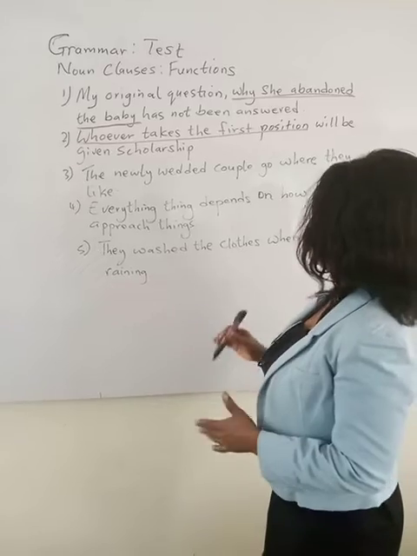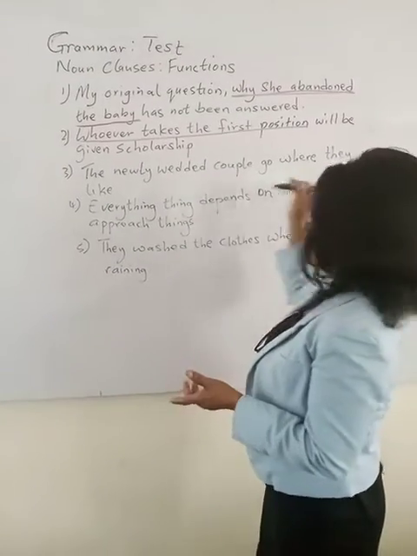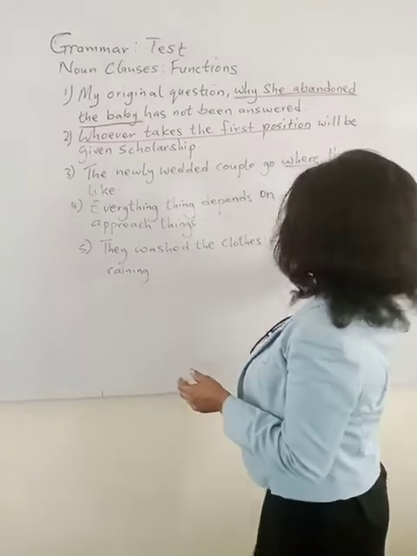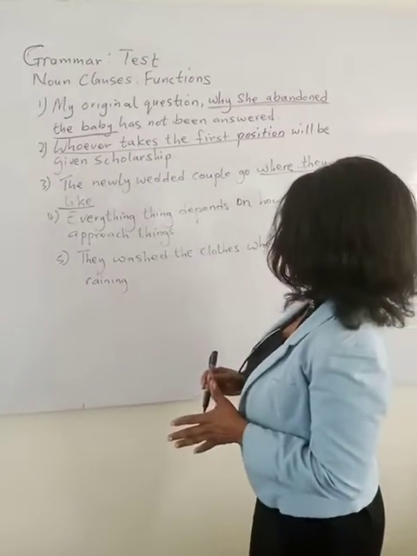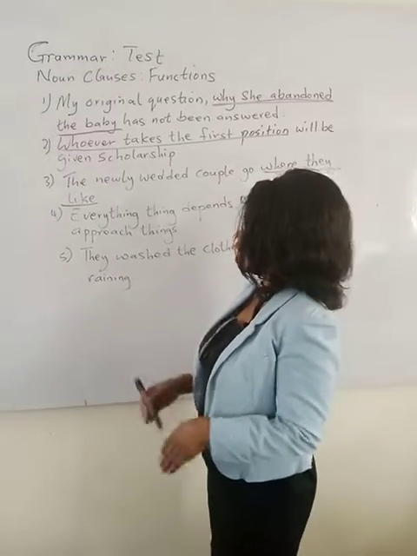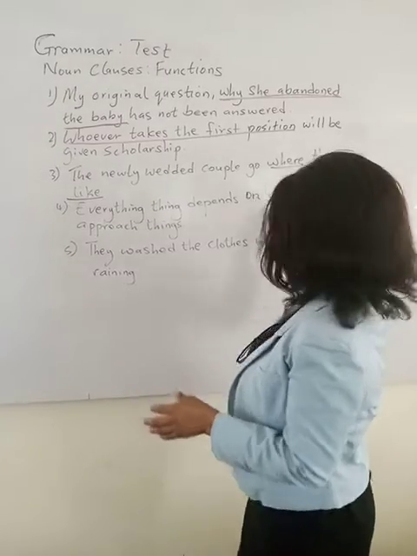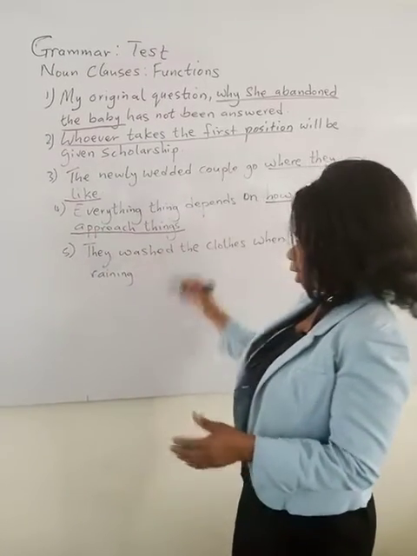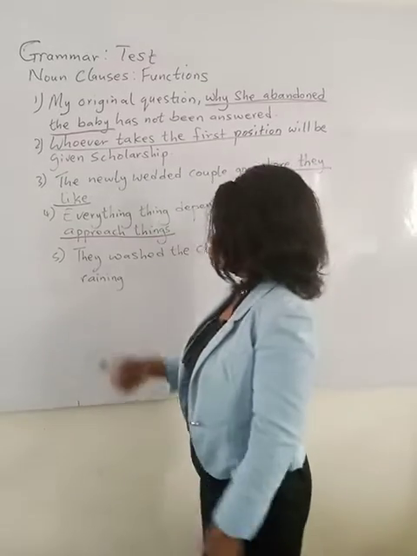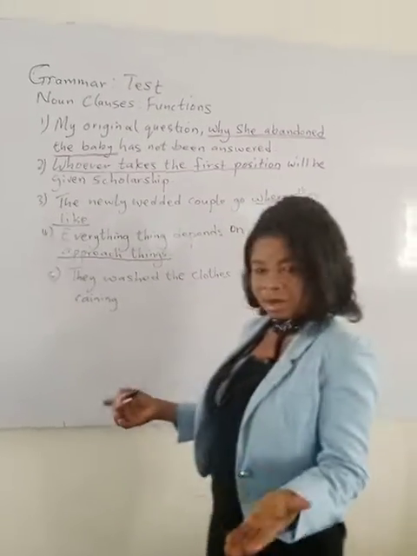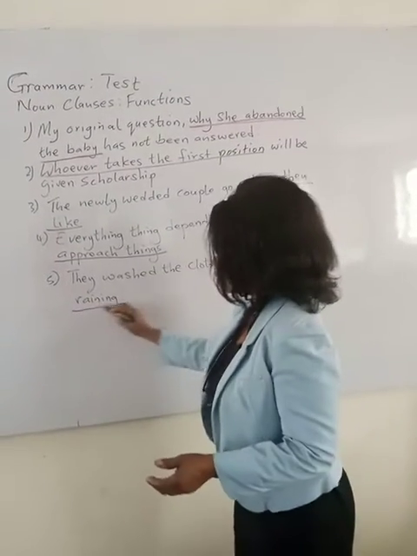3. The newly wedded couple get where they like. So our noun clause there is where they like. 4. Everything depends on how we approach things. Now our noun clause there is how we approach things. And the last one there, they washed the clothes when it was raining. Our noun clause there is when it was raining.